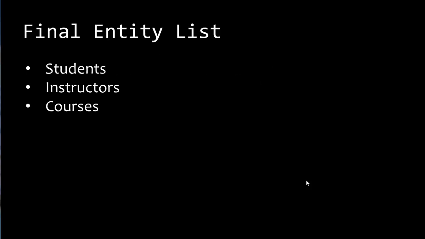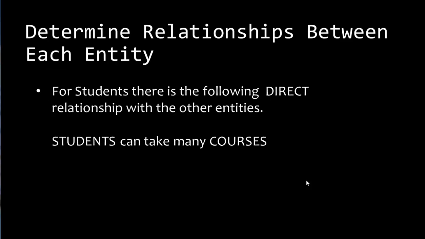When it's all said and done, our final entity list is students, instructors, and courses. That's what we have left. All right, now our job is to determine the relationships between each entity. You start asking questions based upon the requirements and what they state. Based upon those requirements, you might need to go back and ask more questions to make sure you understand what these relationships are. This is a great way of really making sure your requirements are complete.